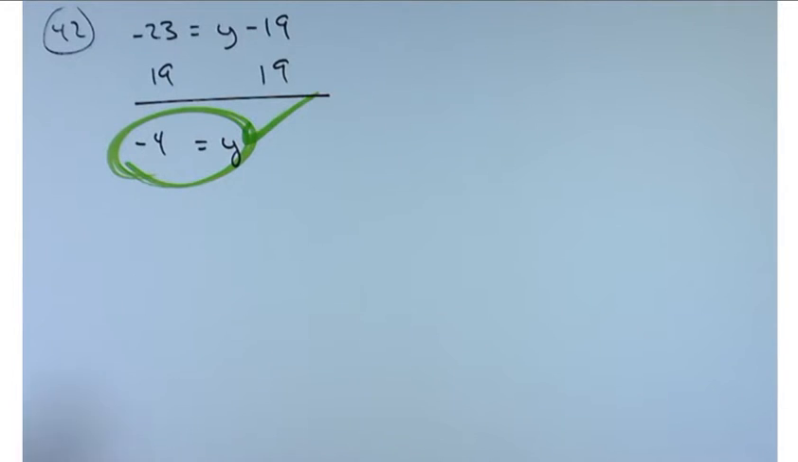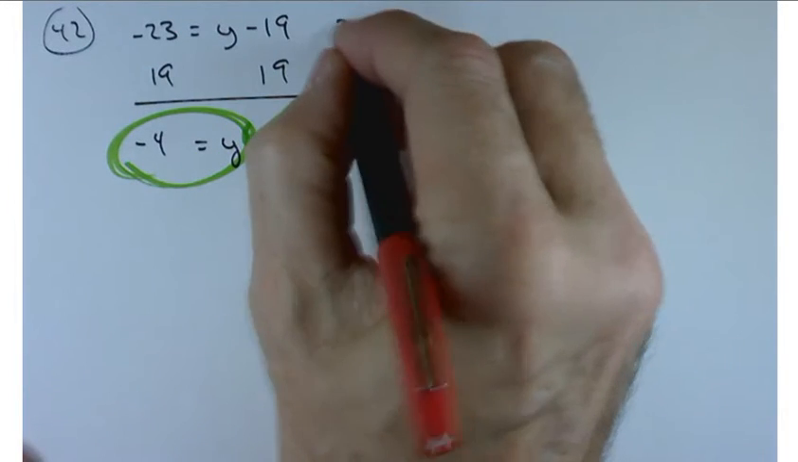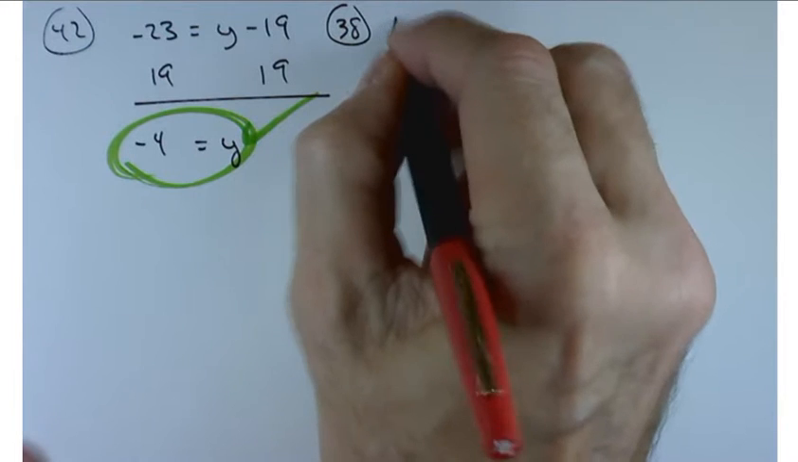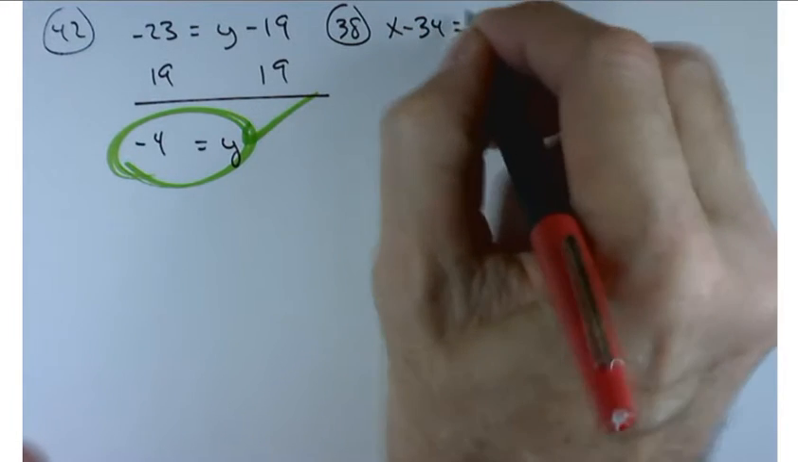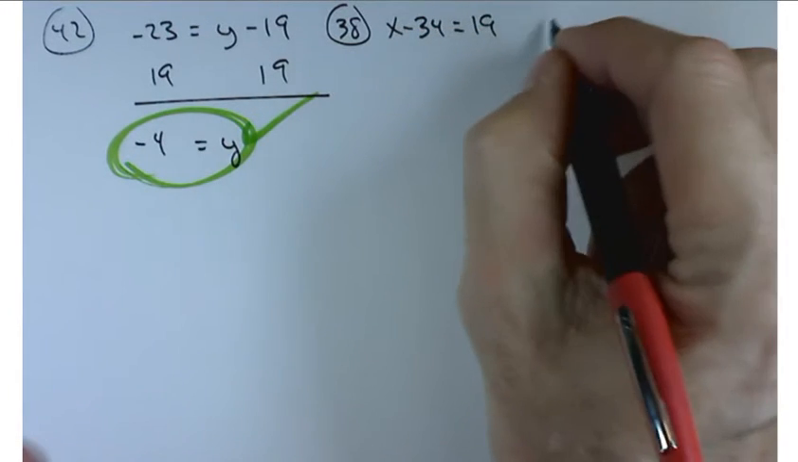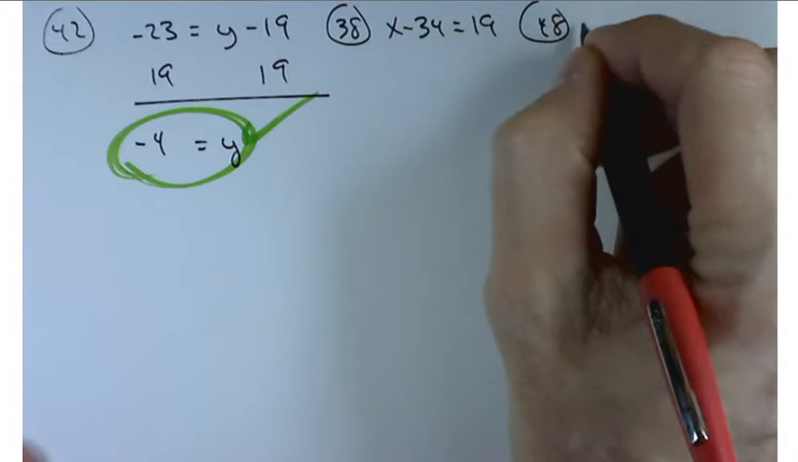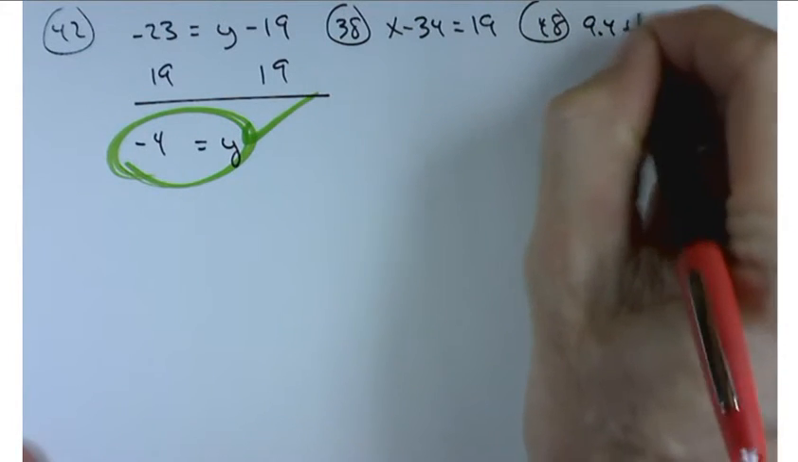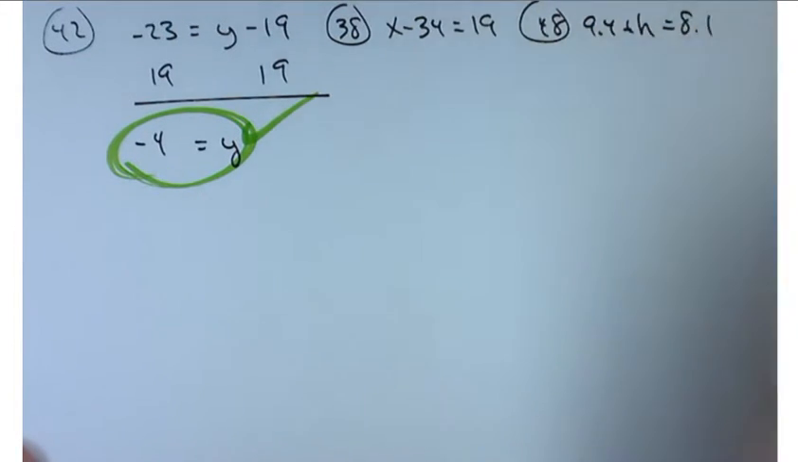Let's try a couple more here. Problem number 38: x minus 34 equals 19. And problem 48: 9.4 plus h equals 8.1.